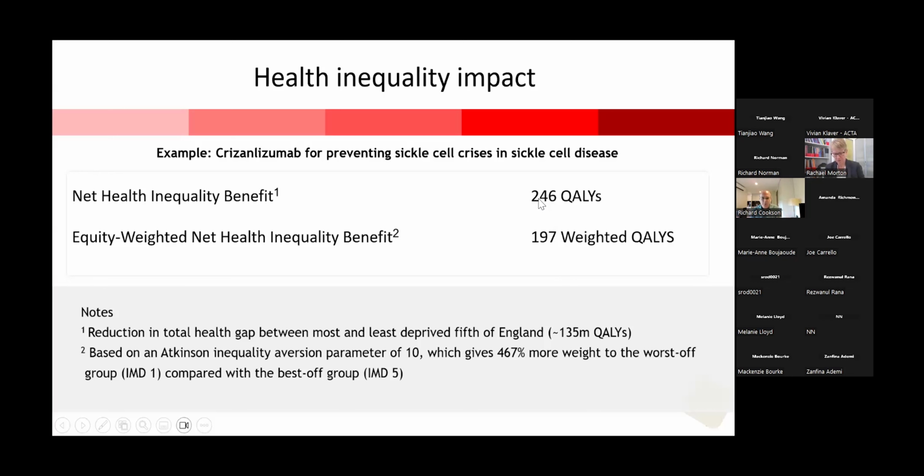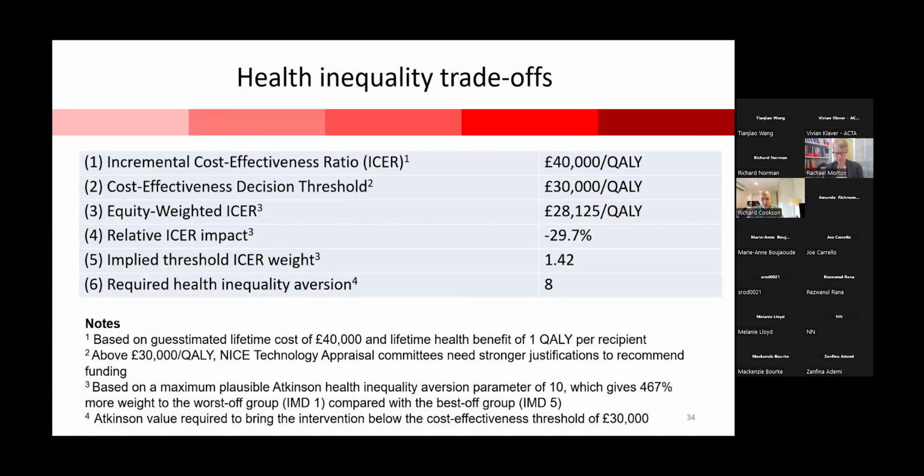Well, here's the ballpark size of the impact, the net health inequality benefit. That 246 QALYs is your reduction. You remember I showed you the 35 million QALY gap baseline? Well, that's your reduction in that huge gap. And the question is, could it modify a decision?